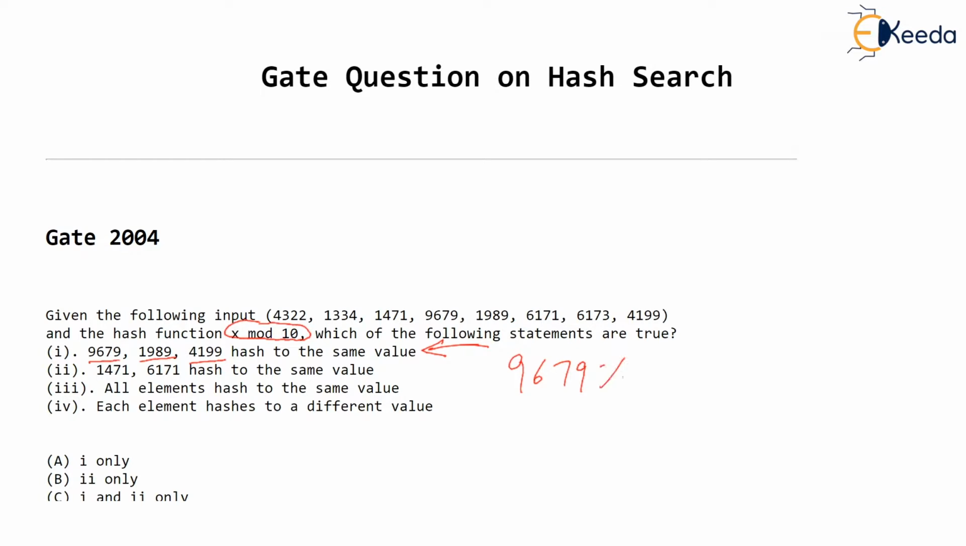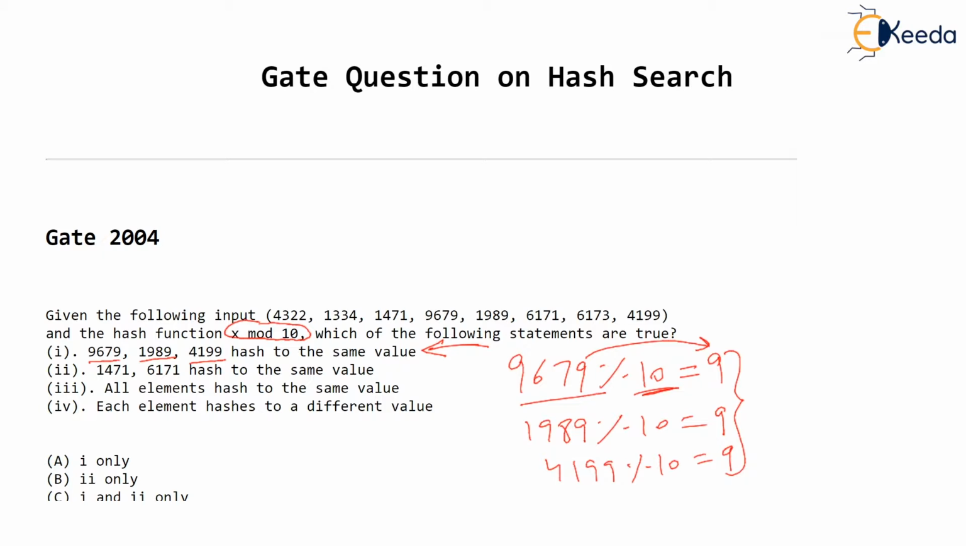Then 9679 percent 10, x mod 10, will of course be the last digit. Any number percent 10, if you obtain the remainder, you will always get the last digit. So obviously 1989 will also get mapped to address 9, and 4199 will also get mapped to address 9. So these keys will get mapped to the same value, isn't it? Will get hashed to the same address.